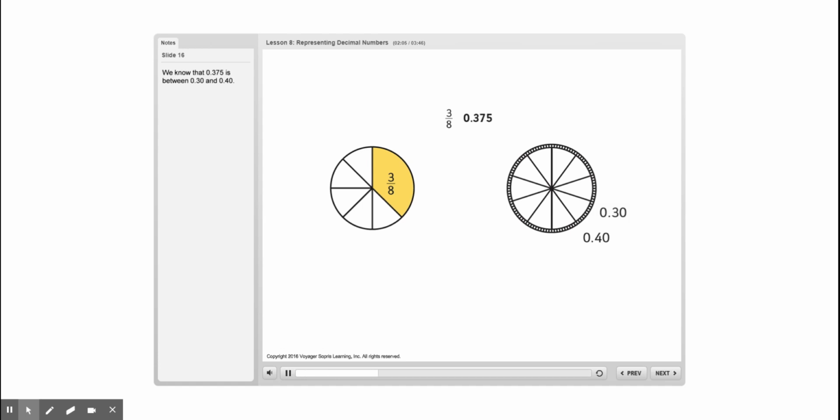We know that 375 thousandths is between 30 hundredths and 40 hundredths. It is halfway between 37 hundredths and 38 hundredths. Now we can shade in 375 thousandths on the decimal circle. We see that the shaded areas are the same, so 3/8 is equivalent to 375 thousandths.